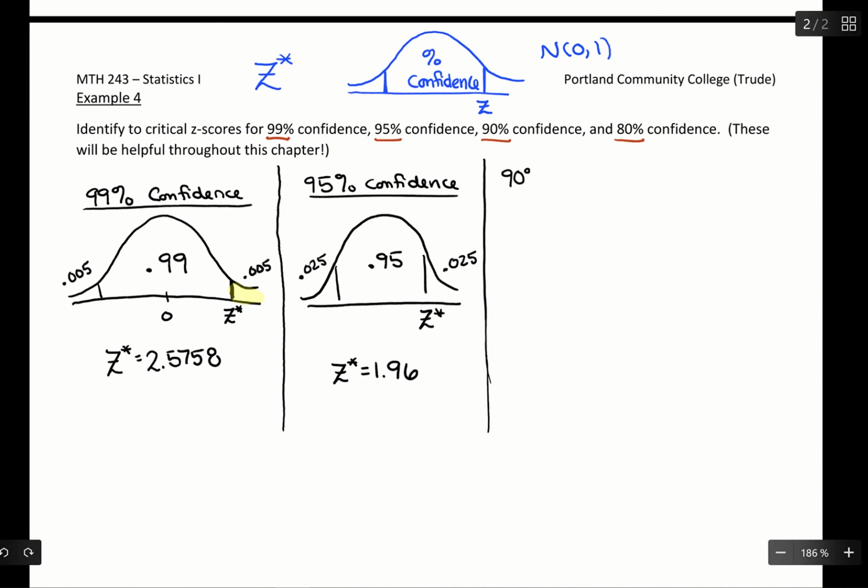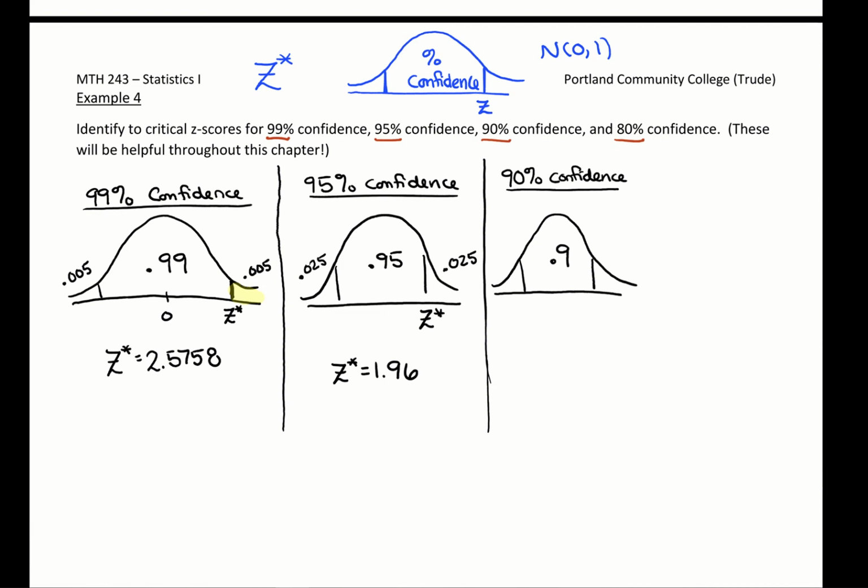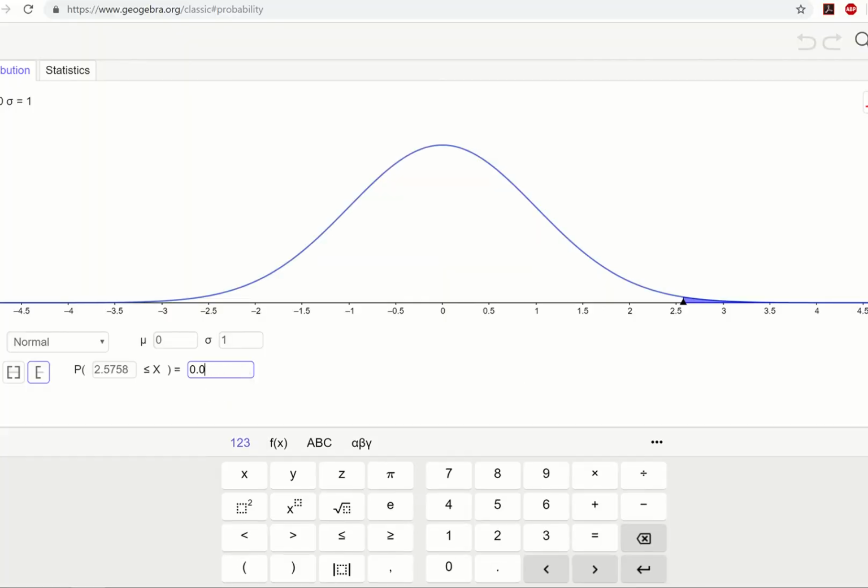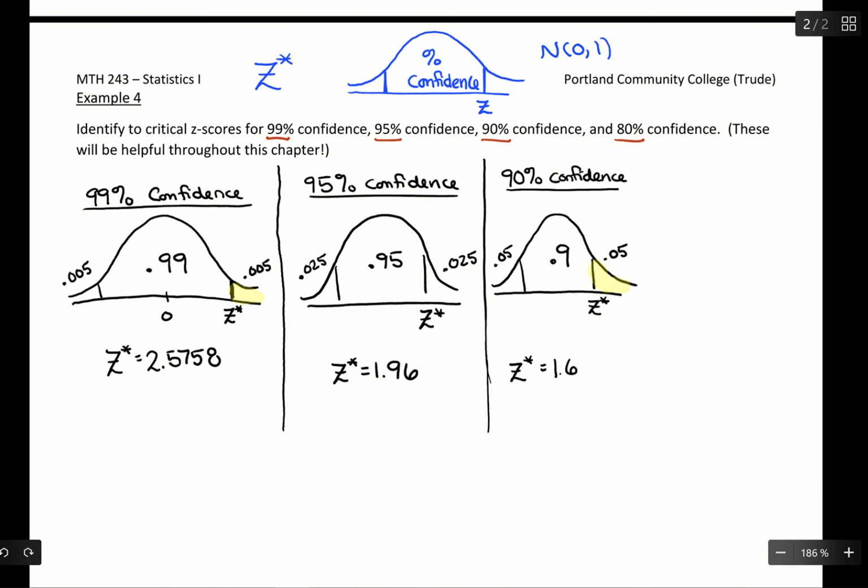For 90% confidence, same idea. We would take our standard normal curve and we'd put 90% in the middle, which means we have 10% left over. Split that in half, there would be 5% in each tail. And over here is our z-score. So we want to find this z-score such that 5% of data is to the right-hand side. So we just need to change this area to the right to 0.05, and that's 1.6449. So if we ever need a 90% confidence interval, that's our critical z-score.